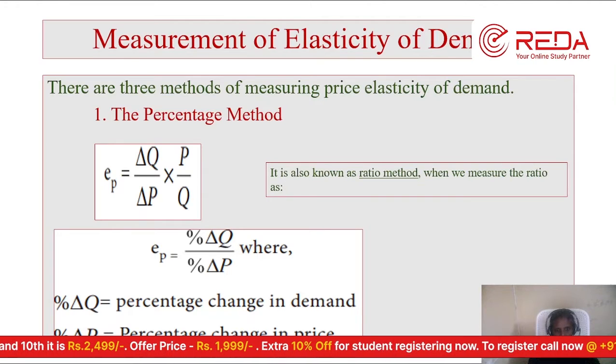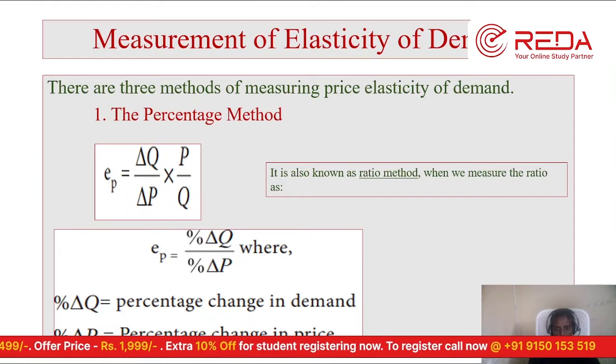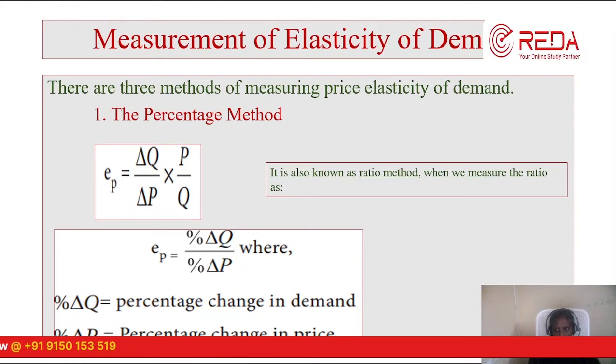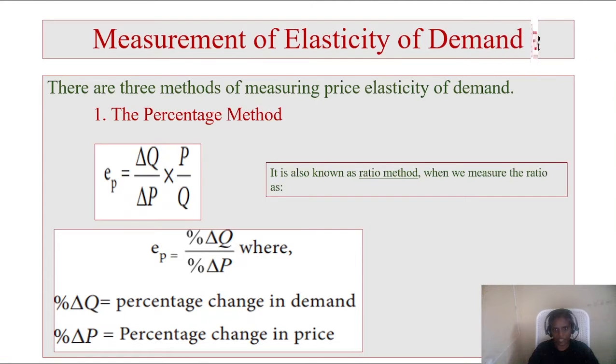Mathematically, with the help of small data, we are going to see how the economists have measured the elasticity of demand. The first one is the percentage method. Under this method, we analyze the elasticity with the help of percentages. And what is the formula to measure elasticity of demand? EP is equal to delta Q by delta P into P by Q.